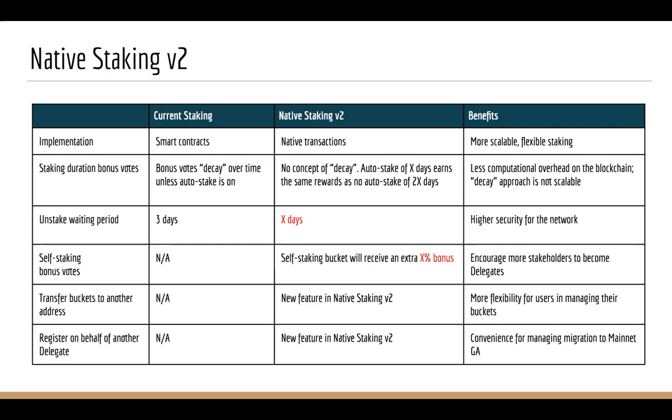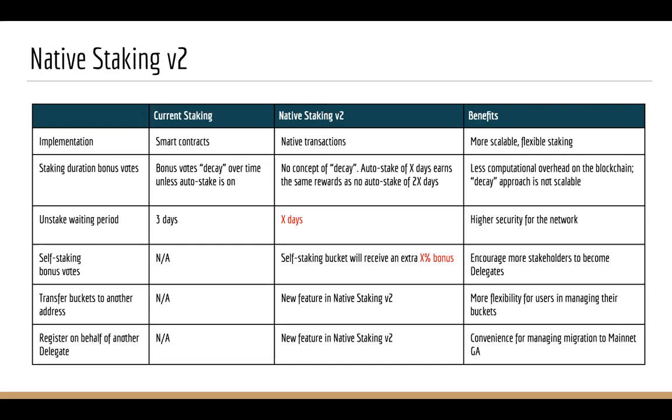One thing that is also included in Mainnet GA is this concept of merging all of these smart contracts and their voting history into one new contract, what we call native staking v2, which is more of a transaction-based implementation of native staking.